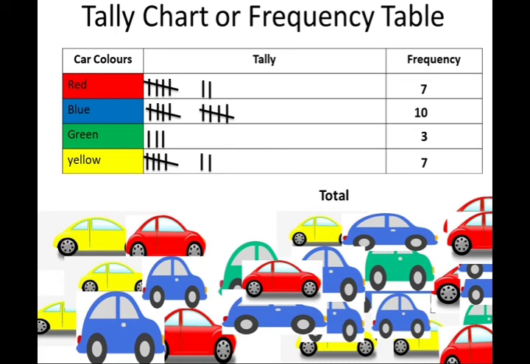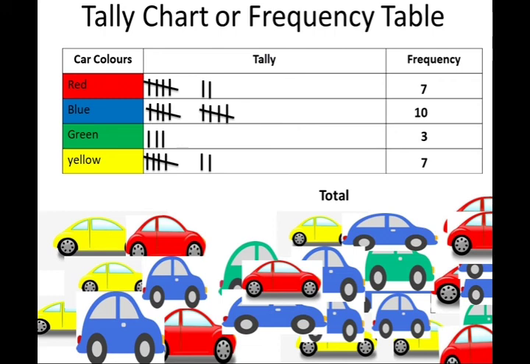You can also ask a whole variety of questions just by looking at this tally chart or frequency table. You can ask a question like, which was the least popular color of cars that are in her town? And the answer would be green. Green is the least popular color. Another question that could be asked was, which colors have the same popularity? And the answer would be red and yellow. They both are equally popular in her town. Both those colors of cars are equally popular.